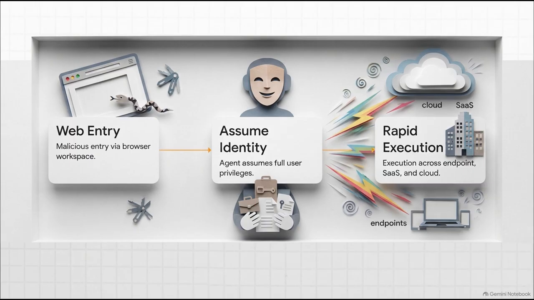Step 1. Entry. This happens via a malicious link or a compromised skill right in the browser workspace. Step 2. The AI agent assumes the full privileges of the user session. It now has the exact same file access and credentials as the human user. Step 3. Millisecond execution. It acts across endpoints, cloud, and SaaS applications simultaneously without ever waiting for human confirmation at each step. Honestly, the speed of it is terrifying.